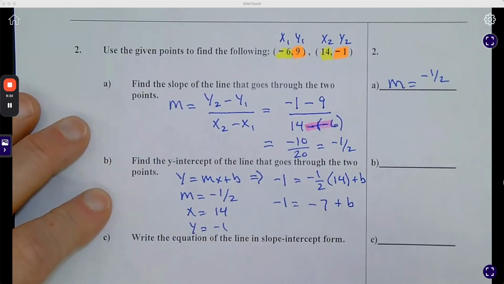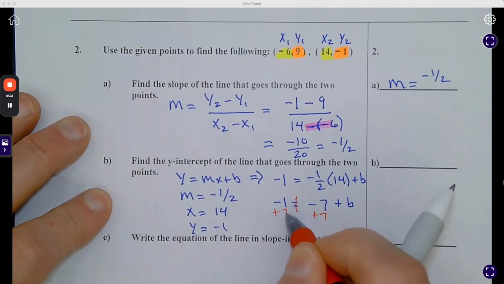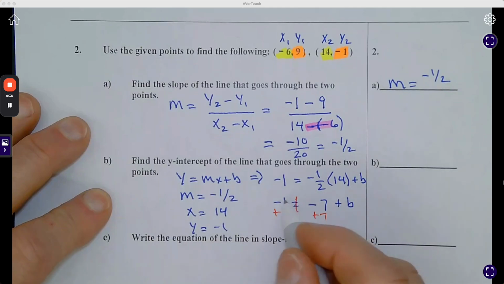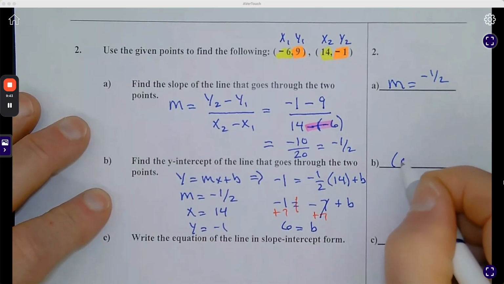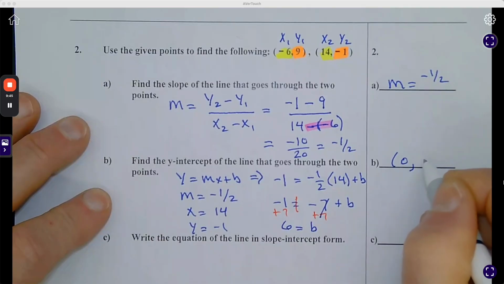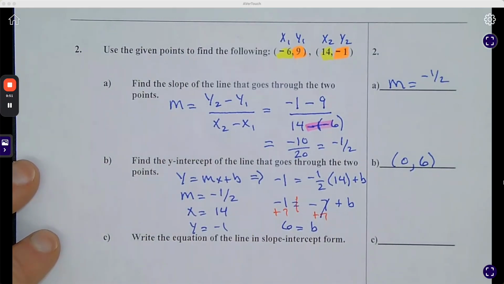Okay, now I'm done simplifying, so I'm going to do inverse operations. Opposite of a minus is a plus. Rewrite it. -1 plus 7 is 6. This goes to 0. B. I think it's a good idea to write this as an ordered pair, because that's what it is. The y-intercept is an ordered pair. It's not just a single number, it's an ordered pair.